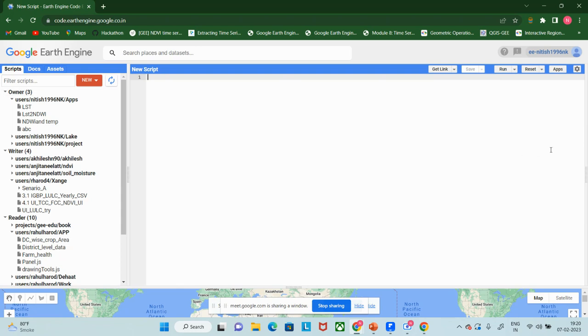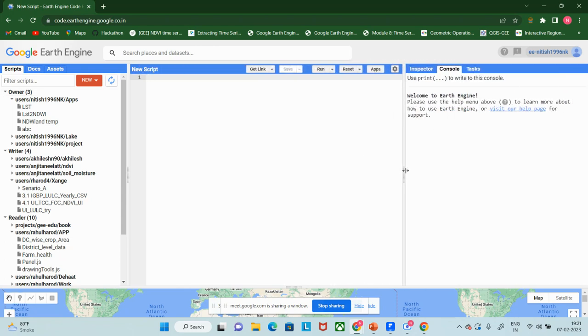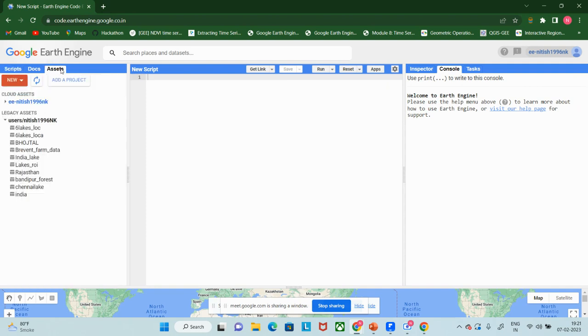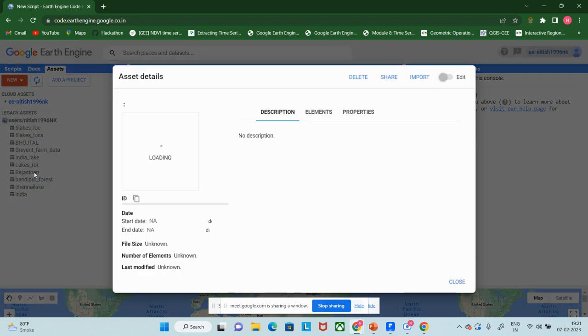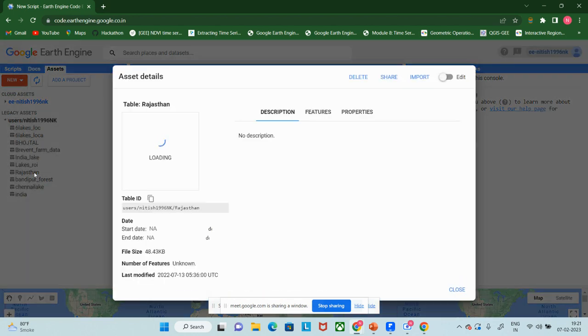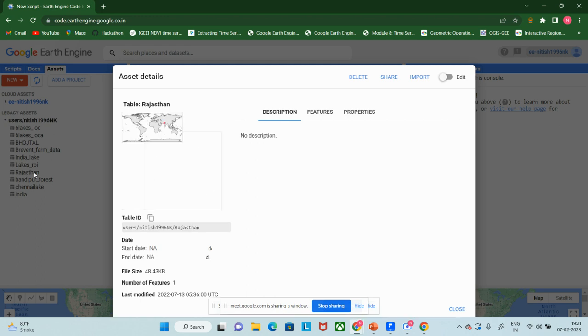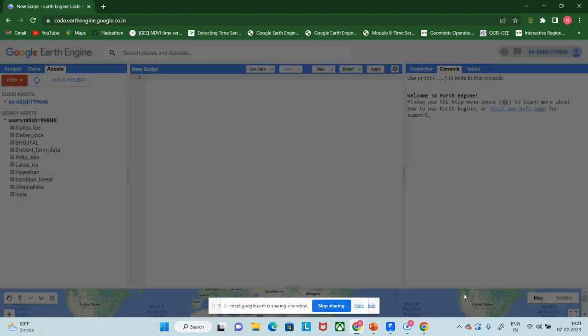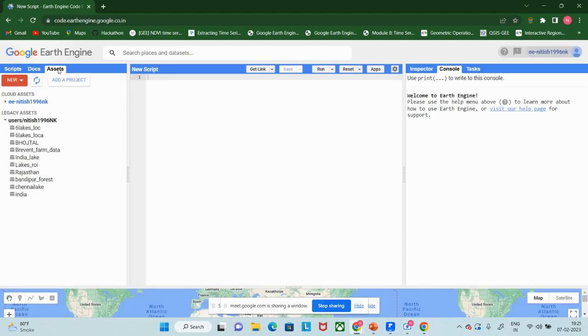So the things which I told you, you will be able to see. Now you see here in assets, I have some things already. This is the Rajasthan shape file which I have uploaded. If I click on that, this is the Rajasthan shape file which I uploaded. You can see it. I have uploaded that in the asset section.